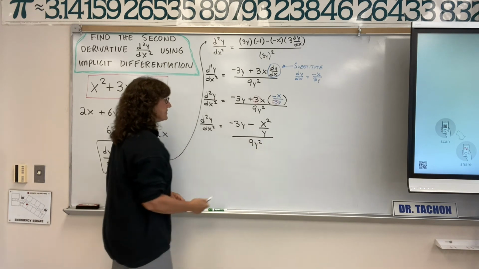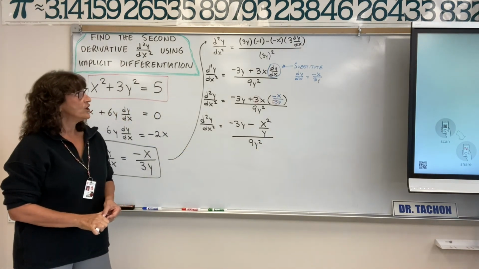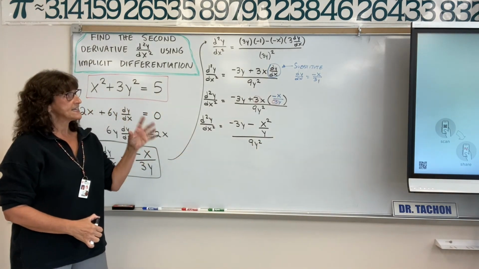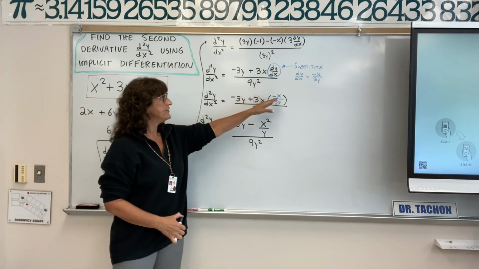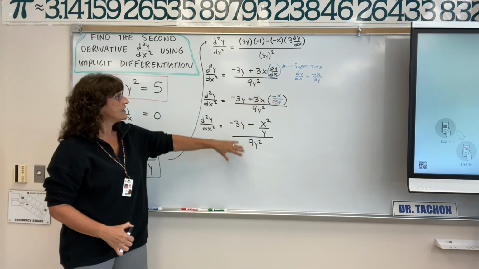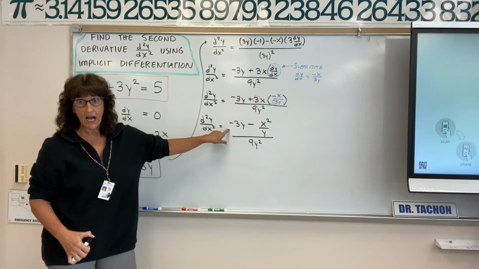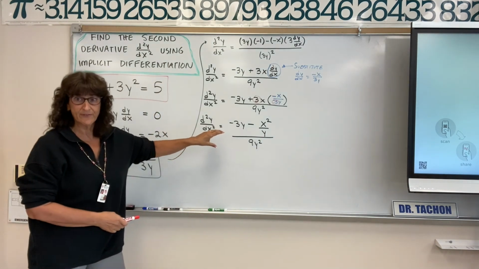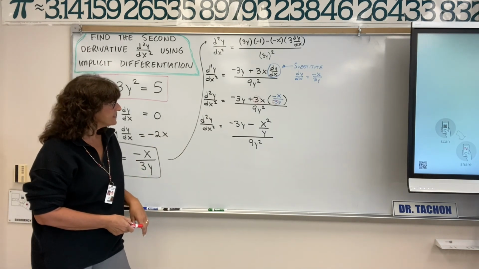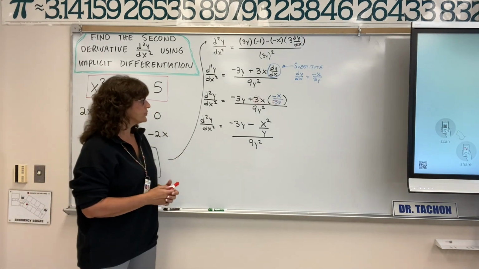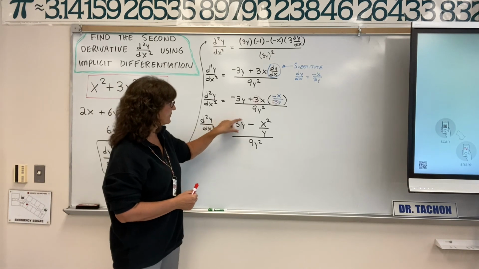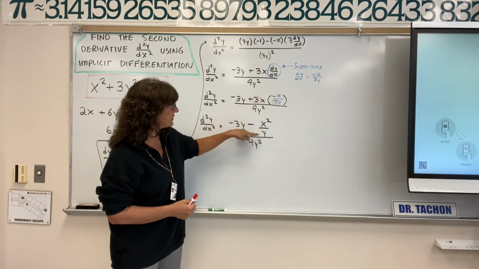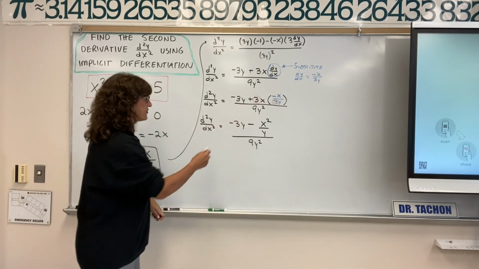Okay, so now take a look at this. Your second derivative now, we substituted dy dx is negative x over 3y. We made the substitution and now we simplified. When we simplified, it generated a complex fraction. We want to simplify this complex fraction. We don't want fractions in fractions. So what do we have here? This term's okay and the denominator is okay, but that y in the denominator, so let's simplify.